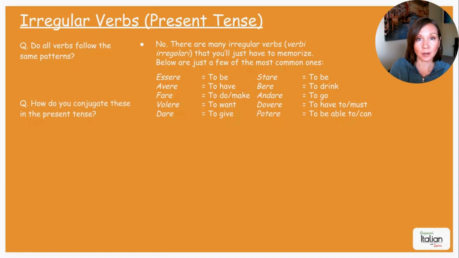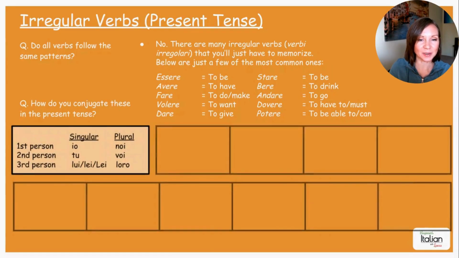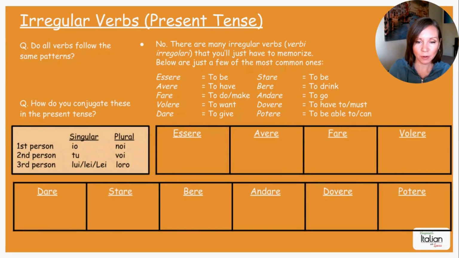How do you conjugate these in the present tense? Just like in the previous slide, we have essere. Again, you're just going to have to memorize these. I'm going to go over them all once, and then you'll have to study this on your own, and just keep going over them over and over again until you remember them. The more you use it, the more you will get used to what they sound like and what they should be. Practice makes perfect, I guess.